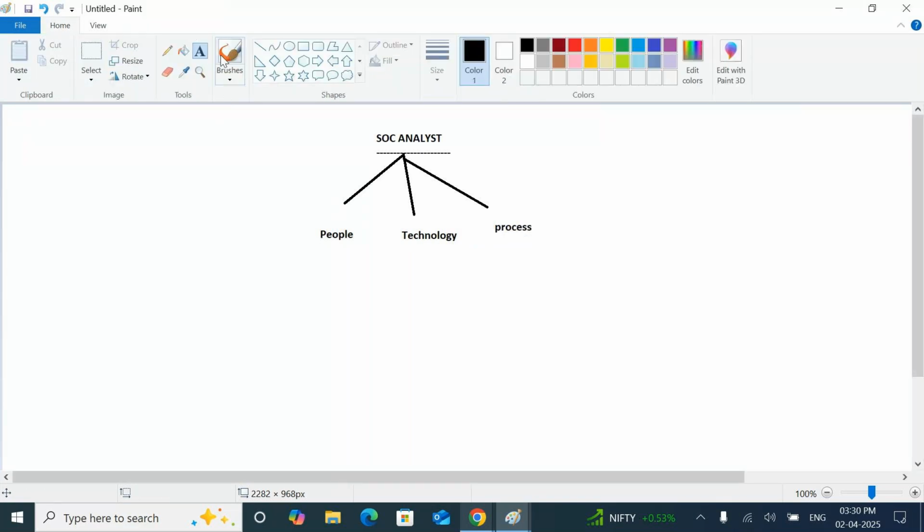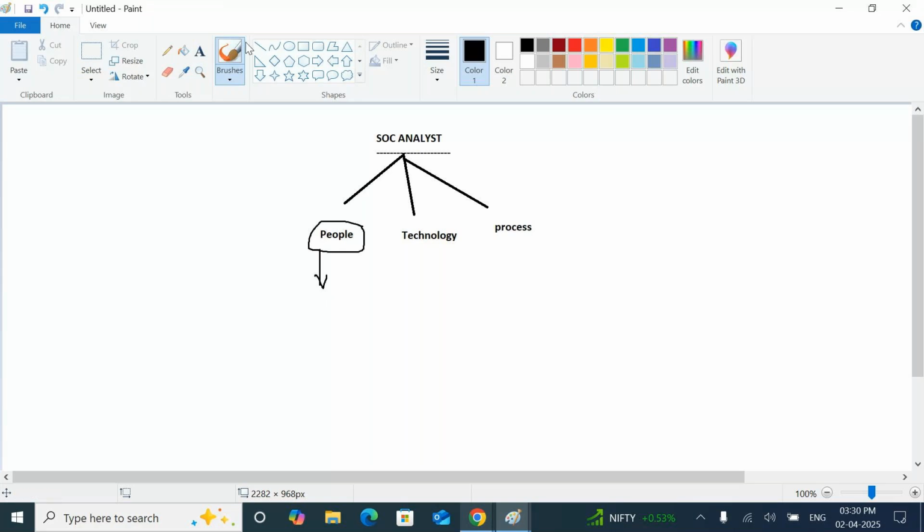People is nothing but, as a SOC analyst, you have a duty to make people aware of what the rules are, what is authorized, what is unauthorized, and what the limitations are. You also need to encourage people that if they find anything suspicious, it must be reported to the security team. This is involved in the people pillar.